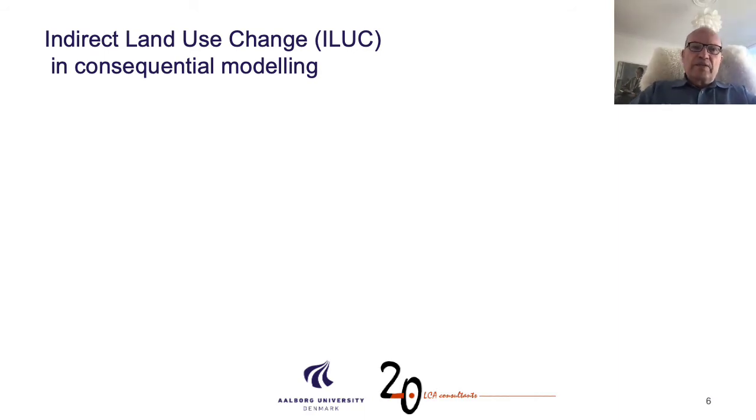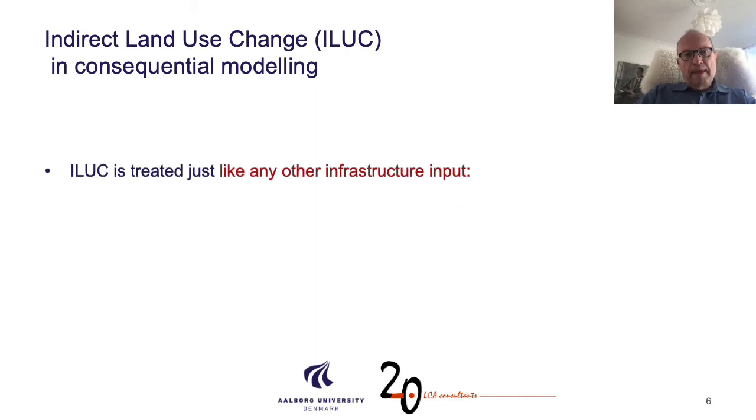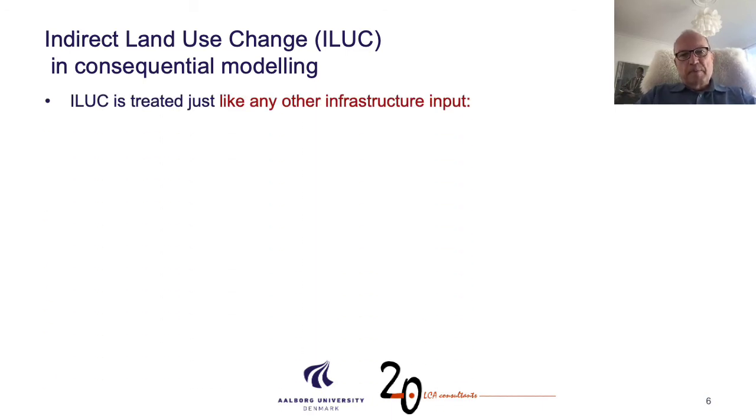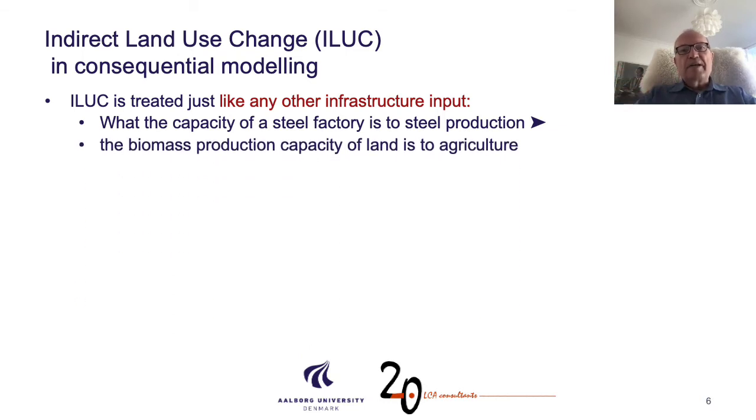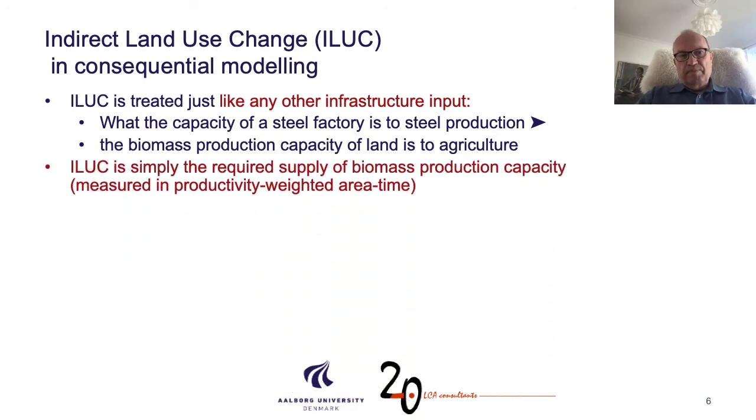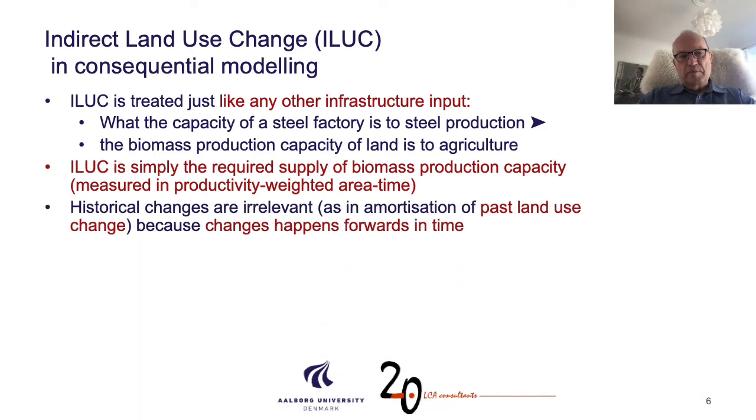Let's look at indirect land use change in consequential modeling. There are a lot of temporal aspects here. Again, we're dealing with an infrastructure. Indirect land use change is just the same as what the capacity of a steel factory is to steel production. It's the biomass production capacity of land to agriculture. So ILUC is simply the required supply of biomass production capacity, measured in productivity-weighted area time, for supplying the same amount of biomass.